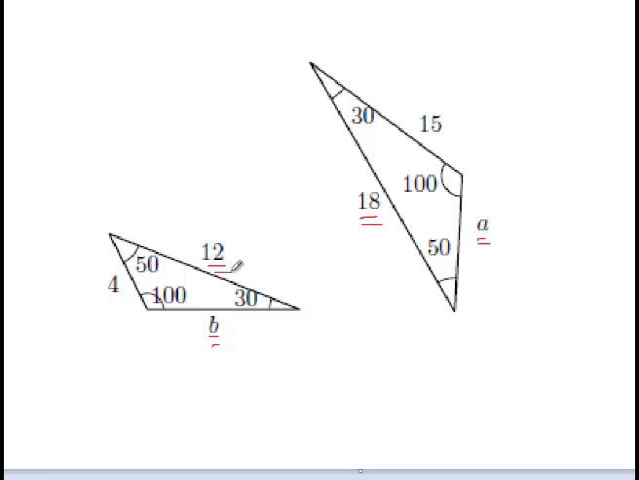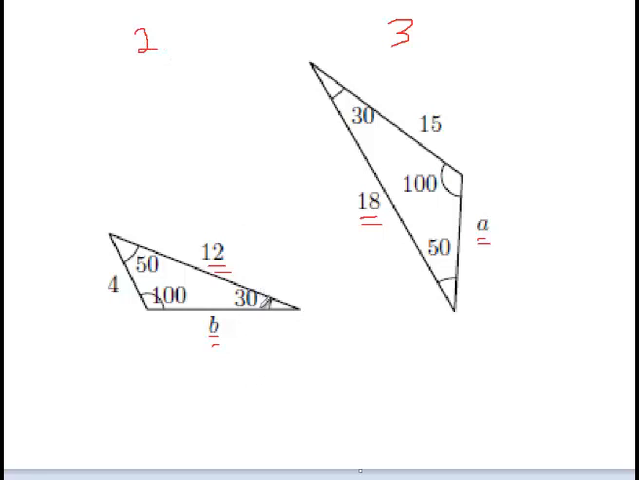So the 18 is proportional to the 12. So now let's compare the one opposite the 30. The ratio, by the way, as you can see, is a 3 to 2 ratio. 18 to 12 is the same as 3 to 2. So we can write up here, for example, that this has 3 for every 2 that this has.